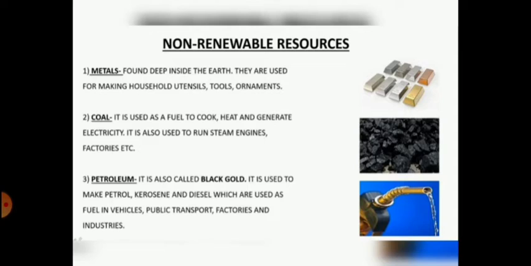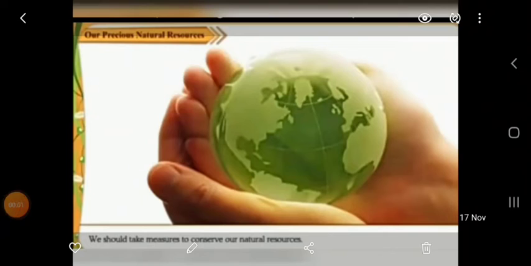To save these minerals, we should depend more on sources of energy that will never get used up, like solar energy and wind energy. Now we learn about the conservation of natural resources. So before we learn the ways of conserving natural resources, we need to understand that we have renewable resources and non-renewable resources. So which type of resources should you use more, renewable or non-renewable?